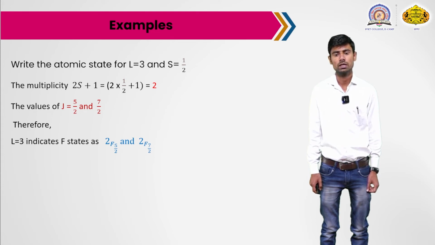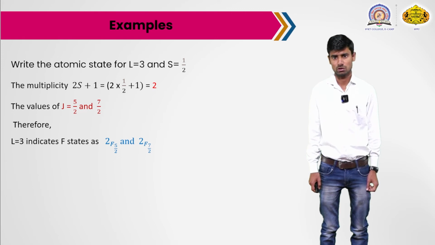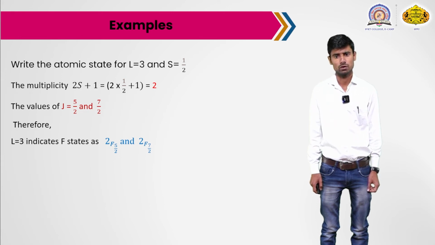The first state will be doublet F 5 halves, and the second state has the spectral notation doublet F 7 by 2, or doublet F 7 halves. So for L equals 3 and S equals half, we will get multiplicity 2, values of J as 5 by 2 and 7 by 2. And the spectral notations of the two terms, two energy levels, will be 2F5 by 2 and 2F7 by 2.